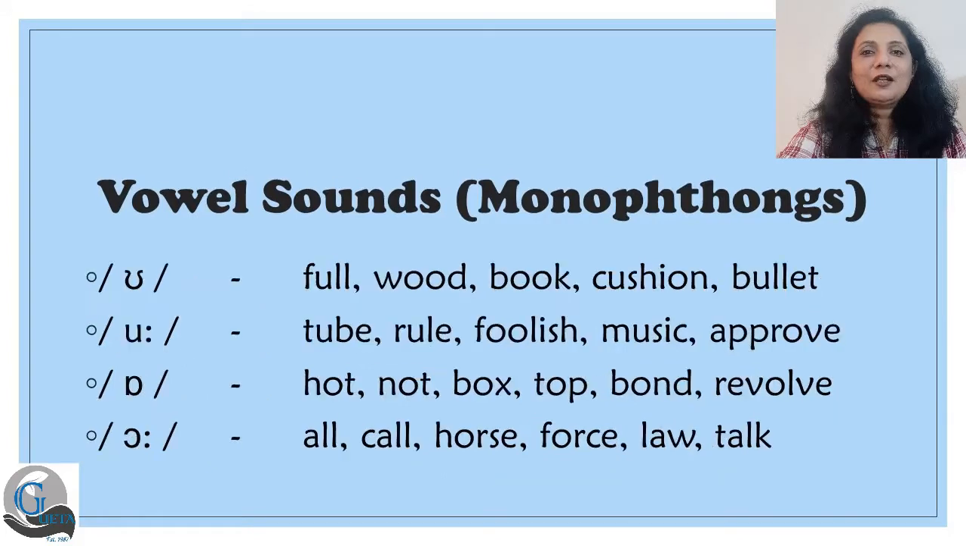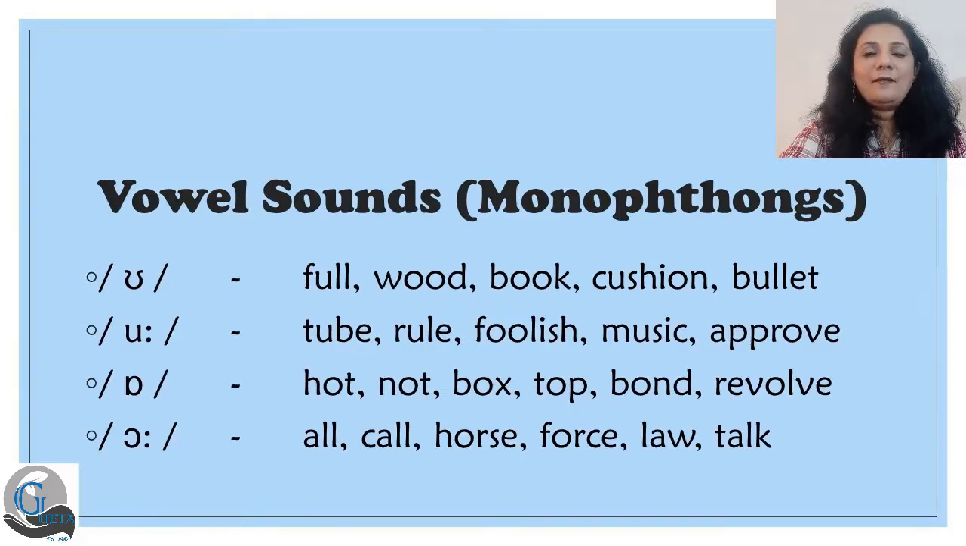Moving over to the next one, it's U, and the symbol is U. It's a short U in words like full, wood, book, cushion, bullet, followed by a long U sound. U with 2 dots, as in words like tube, rule, foolish, music, approve. So, do you hear the difference between short U and long U? Full and fool. Try to practice it again and you will be able to hear the difference.